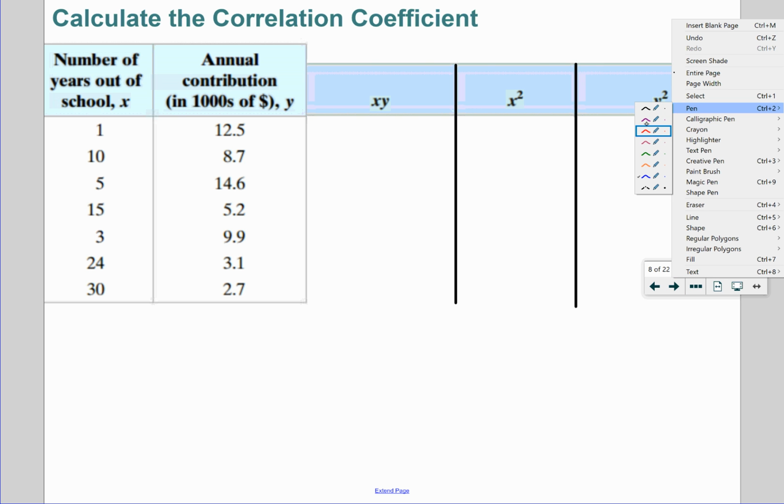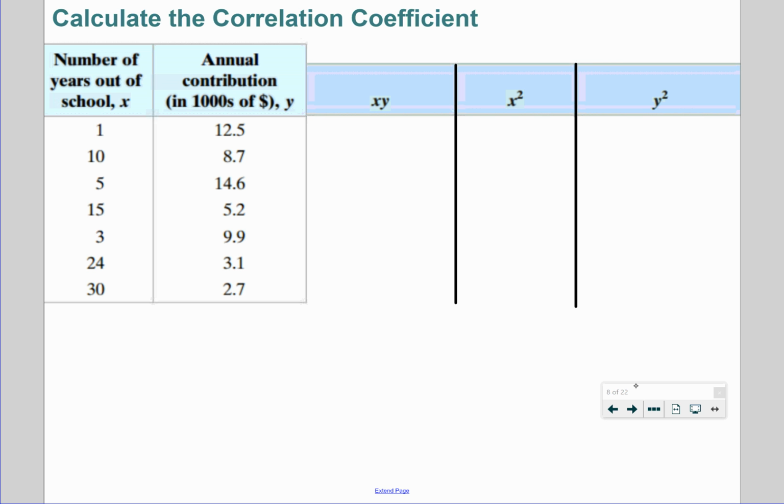All right, so we're going to fill out each column, and then we're going to sum up all the columns. First thing I need to do is multiply all my x's and y's together. So 1 times 12.5, 12.5. 10 times 8.7, 87. 5 times 14.6, 73. 15 times 5.2 gives me 78. 3 times 9.9, 29.7. 24 times 3.1, 74.4. And 30 times 2.7, 81.